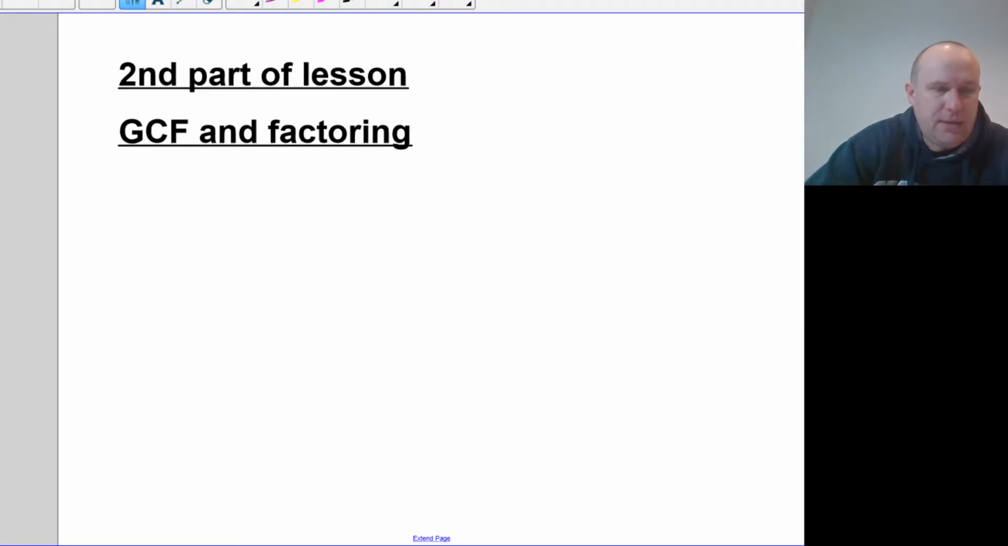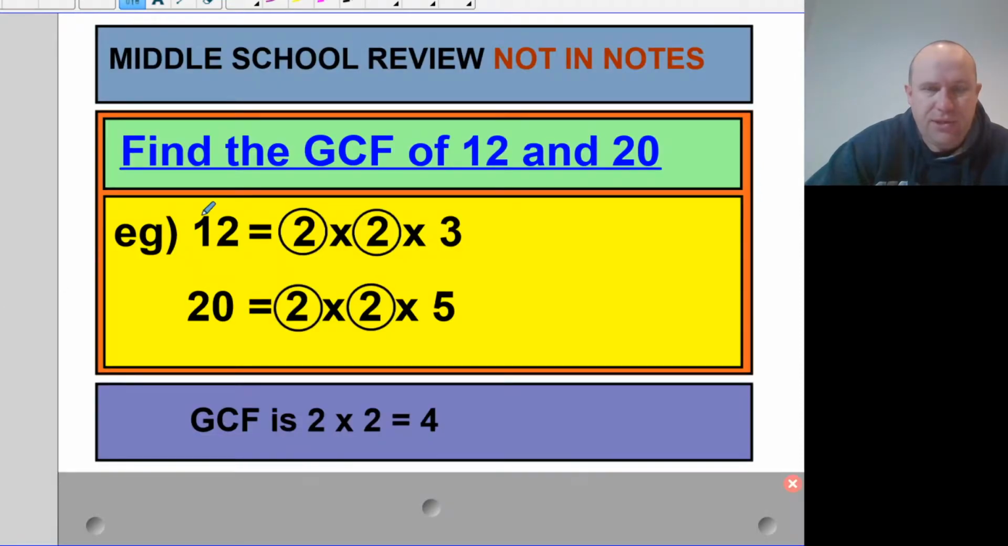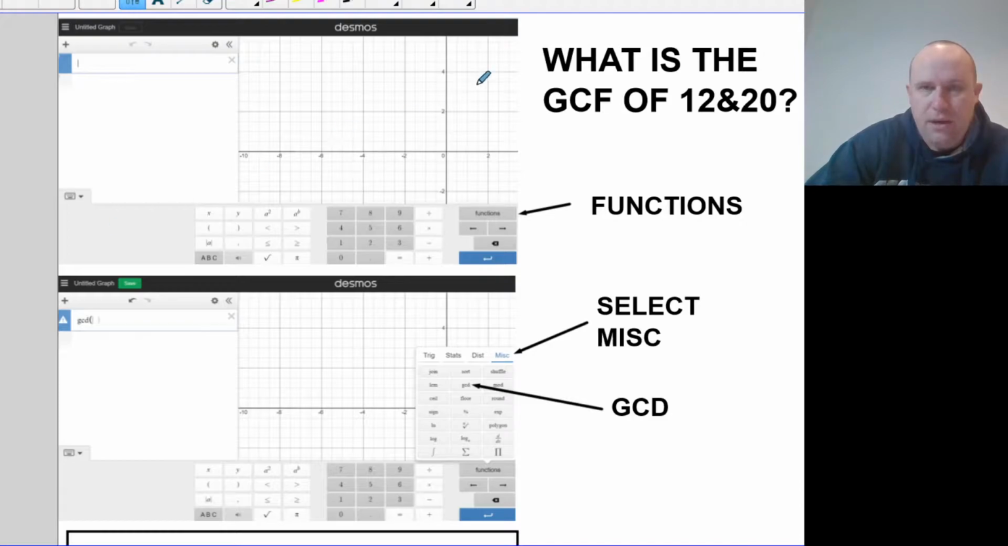And then that leads into our lesson on GCF and factoring. Now in middle school you might have used this method where you break numbers down. You might have used a factor tree and then you circle things that are common for both and then multiply to get the answer. Now we're not going to focus on that anyway. If you remember that, that's great. If not, we're just going to use our Desmos calculator.